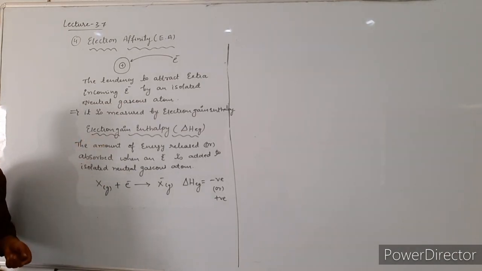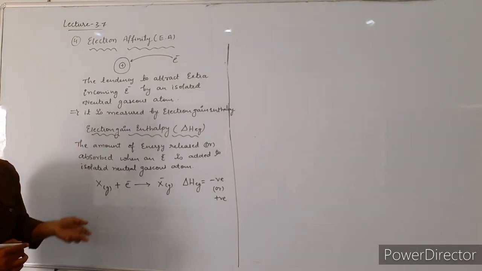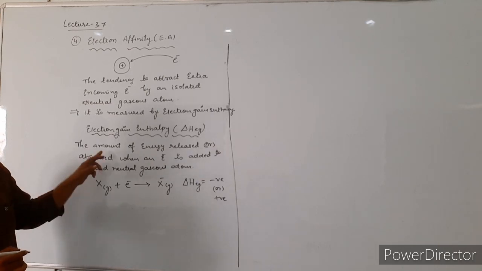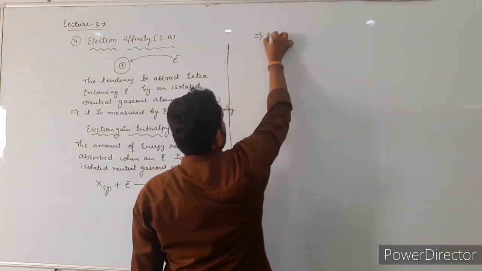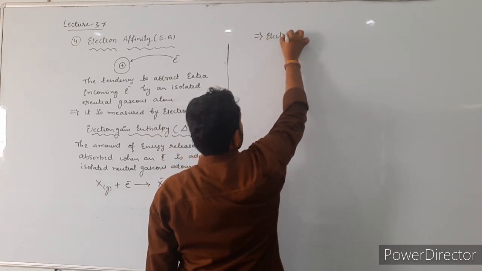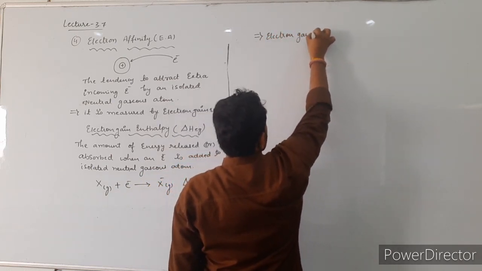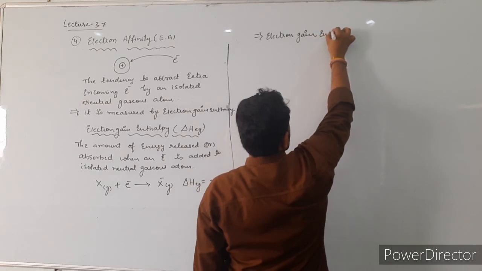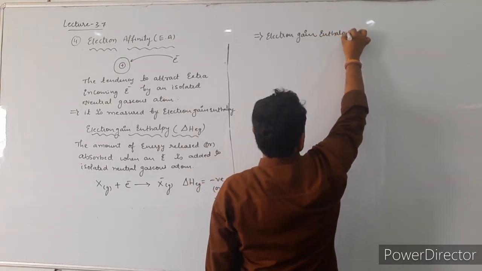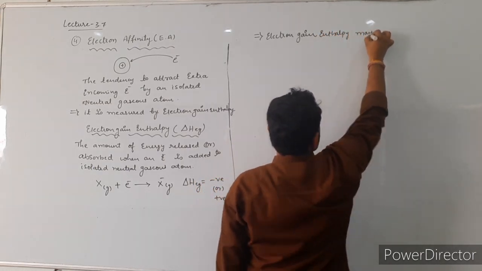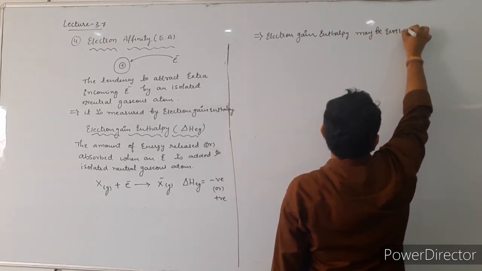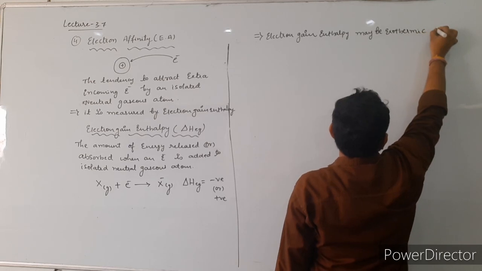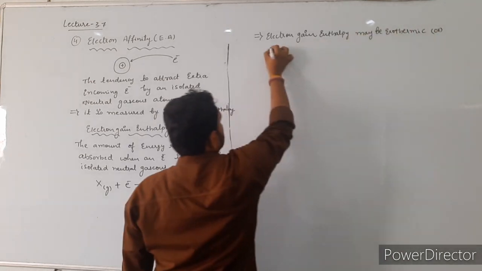Electron gain enthalpy may be exothermic or endothermic. It depends on the element.